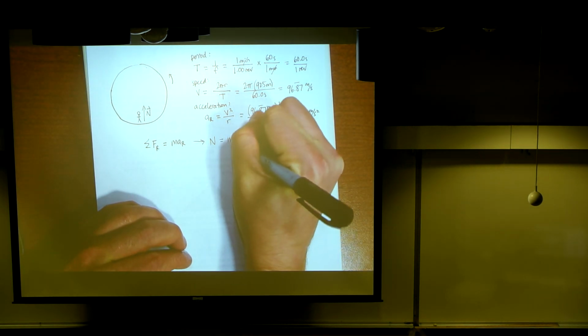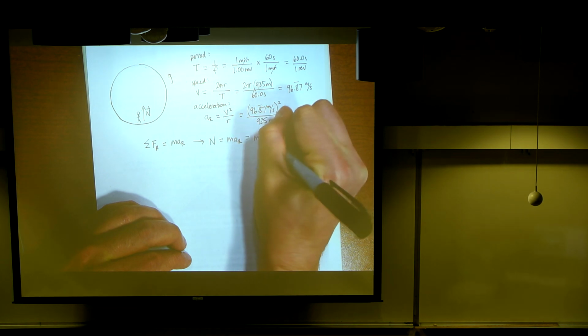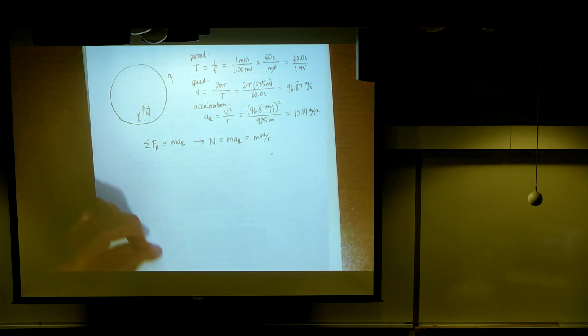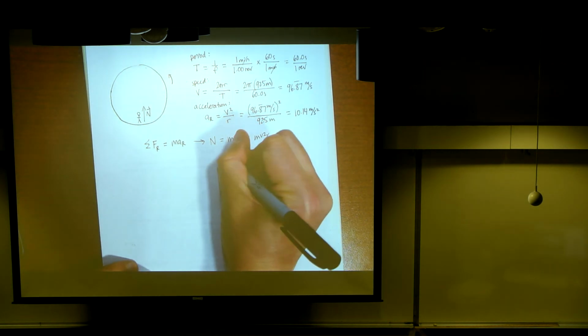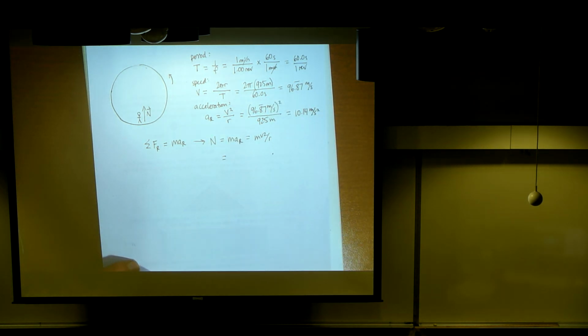So that normal force equals m times a_R, which is mv squared over r. We could write it that way if we like. But actually, we already have the acceleration, so we'll just plug the mass times the acceleration in, and then we'll be done with it.